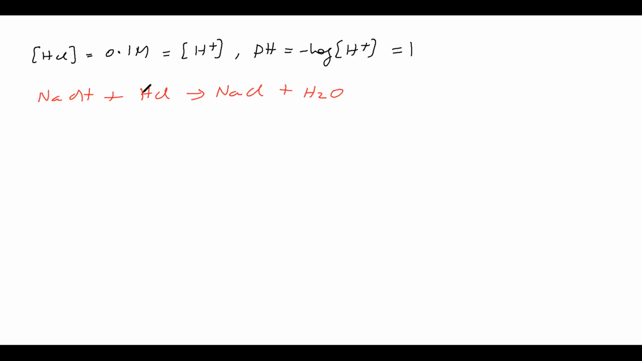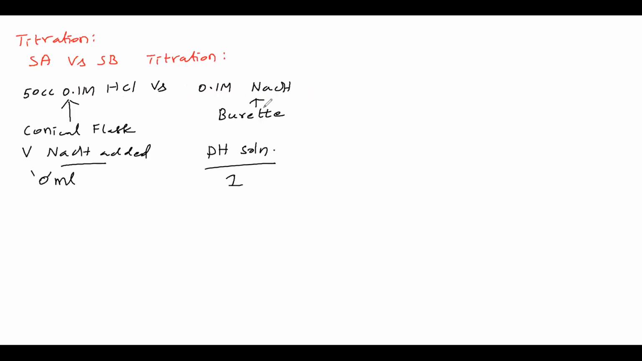Because of this, what happens to the number of moles of HCl? Getting reduced. Due to addition of sodium hydroxide, the number of moles of HCl is getting reduced. Therefore, the concentration of HCl is getting reduced. So, what will happen to the pH of the solution in the conical flask? Will it change or not? Changing means decreasing or increasing? Okay, we will check it.